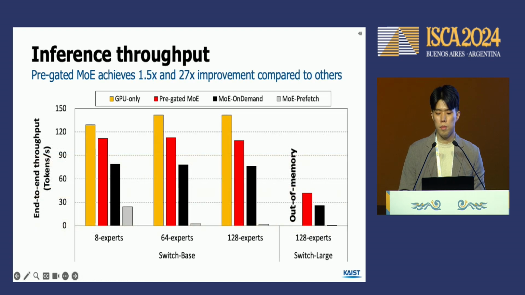For the inference throughput, Pre-gated MoE achieves an average 1.5 times and 27 times improvement over MoE on-demand and MoE prefetch, respectively.